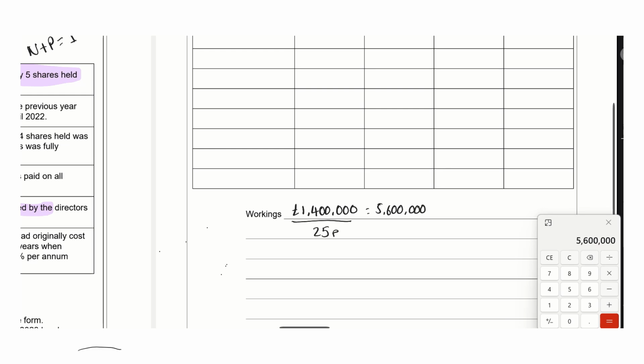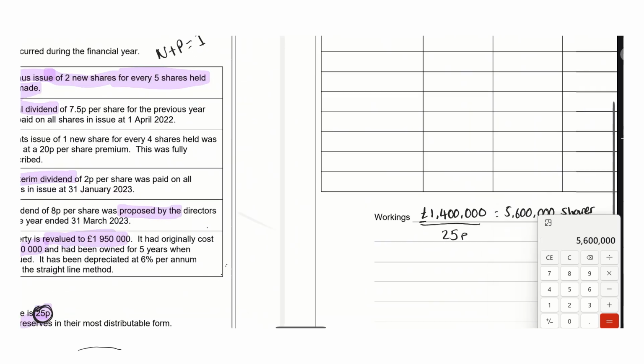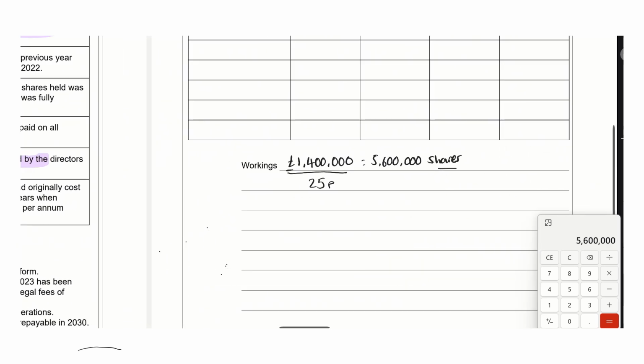And it's a good idea to write the shares here. Try to keep the pound sign where the value of the shares is, and just put "shares" where we're talking about the quantity of shares. So we are now going to issue 2 new shares, as per the question, for every 5 that have been held. So we're going to divide this by 5 and we're going to times it by 2.